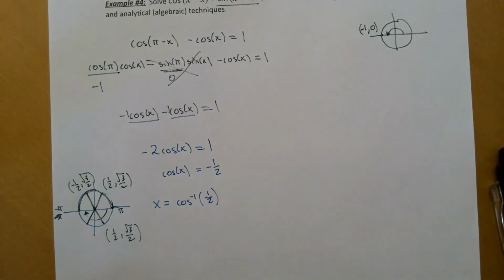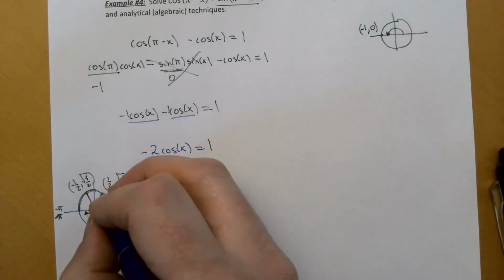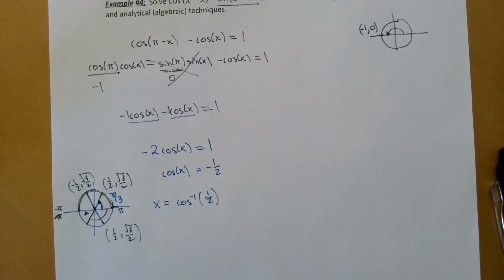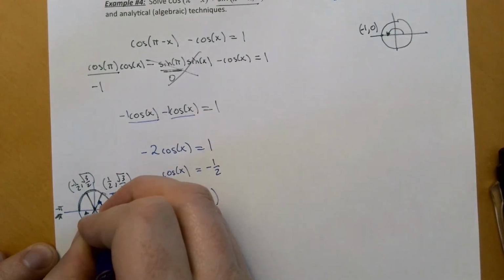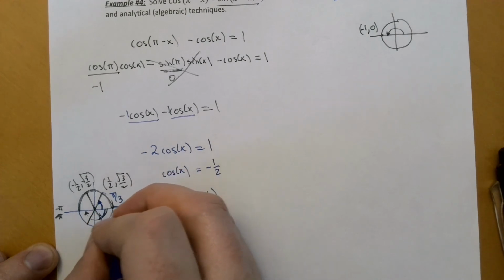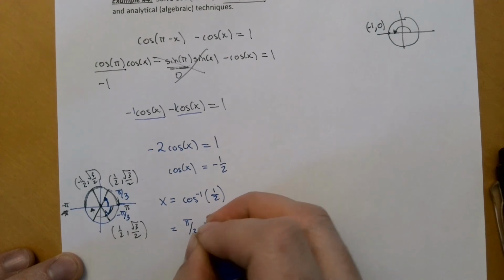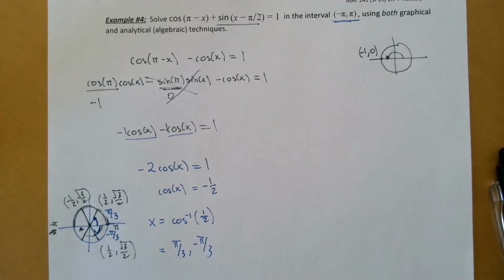Okay, so what are these values? Well, I know this one happens to be pi thirds, and if I were going in this direction, this one would be, what is that, 5 pi thirds? But because of our restricted domain, we actually have to go this way to find it, which would be negative pi thirds. So our two solutions are pi thirds and negative pi thirds. Those are the two values that are within this restricted domain. Boy, that was painful.